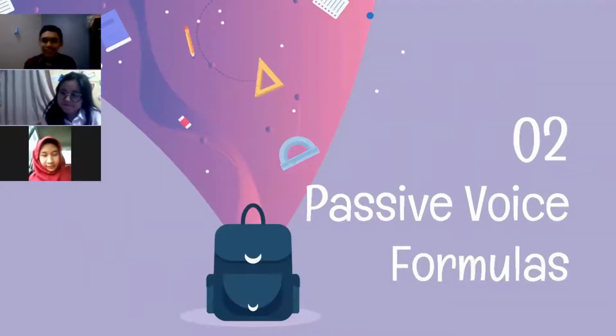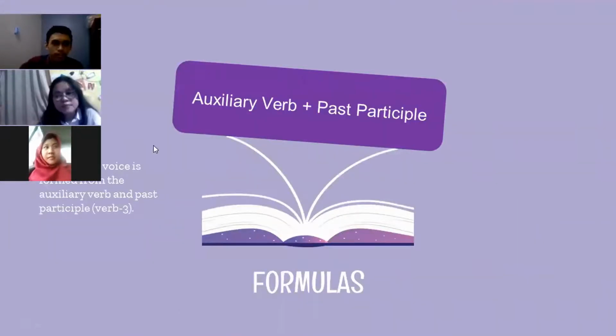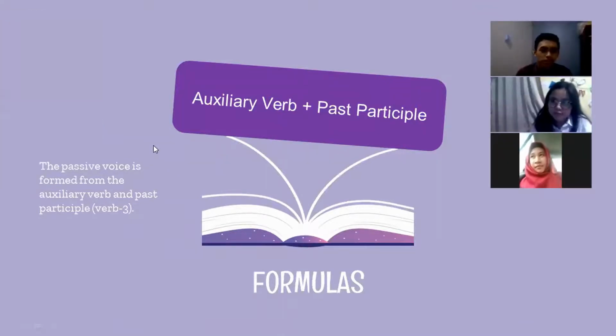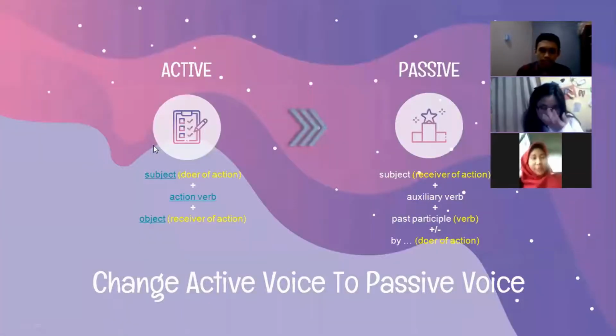Now we are going to passive voice basic formula. The passive voice is formed from the auxiliary verb and past participle. On point is verb 3. Okay. Now I have the materials to change active voice to passive voice.